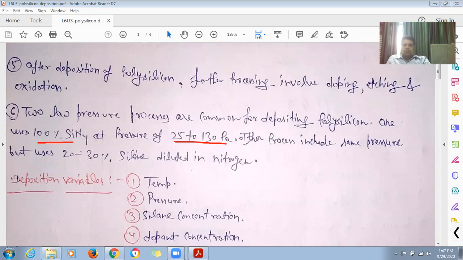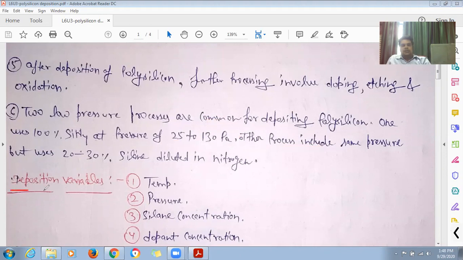The other process uses the same pressure, but we use 20 to 30% silane diluted in nitrogen. This is another way of depositing polysilicon onto the substrate. So there are two ways by which we can deposit: either we can use 100% silane, or we can use 20 to 30% silane diluted in nitrogen.